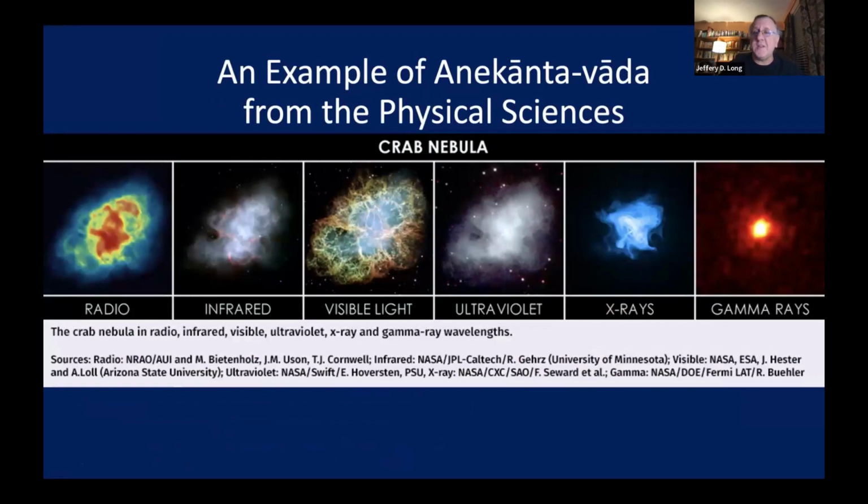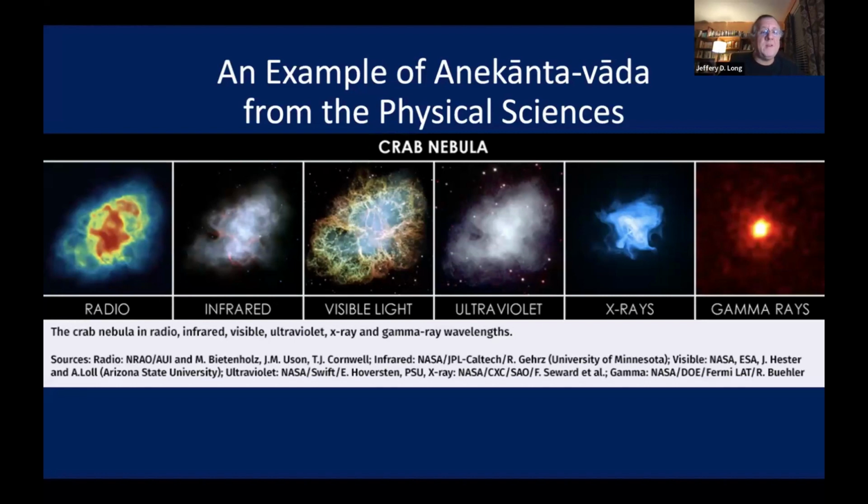This comes from the physical sciences, from astronomy and from physics specifically. We have here 6 different pictures of the same object. This is the Crab Nebula. It's many, many hundreds of light years from Earth. The light that we receive from it left it many, many centuries ago. And what we see here is the same object, but we see 6 different pictures.